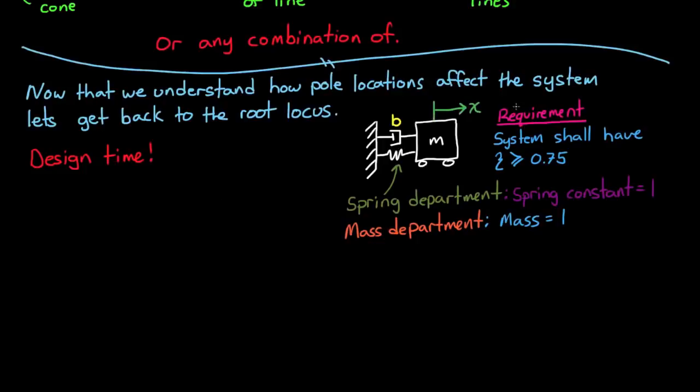So your transfer function for this system, from input u of t to output x of t, would look something like this. And notice that I left the unknown damping coefficient b as a variable in this transfer function.